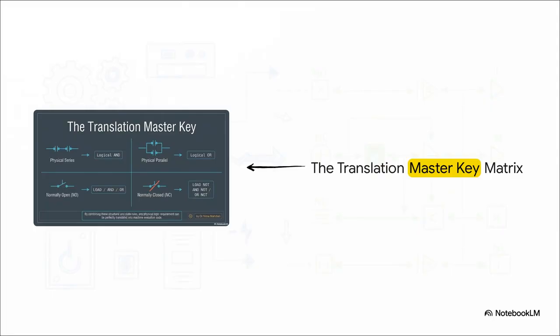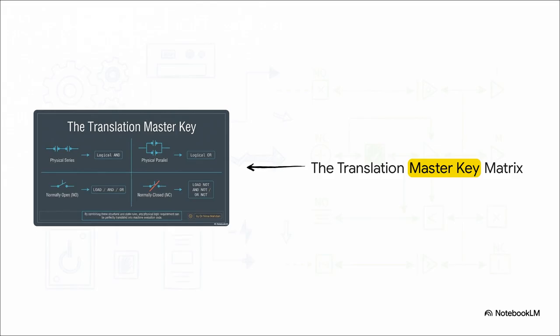And here it is, the ultimate cheat sheet, the translation master key matrix. This cleanly combines our structural rules on the top row with our state rules on the bottom row. Let's walk through this together carefully, step by step, just to make sure we're getting everything. First, you look at the overall structure. If your switches are arranged in a physical series, you use a logical AND. Pretty simple, right? If they're in physical parallel, you use a logical OR.